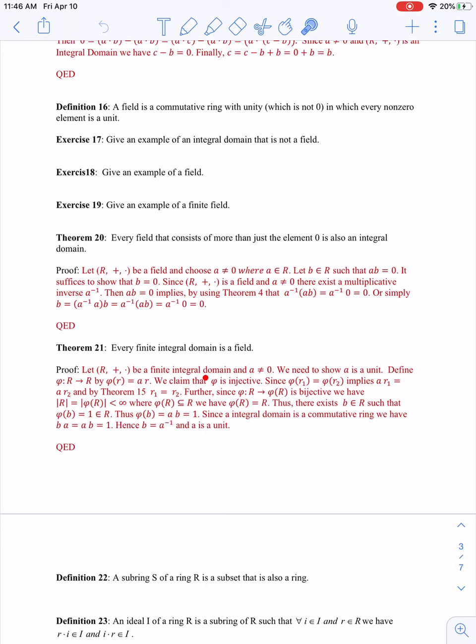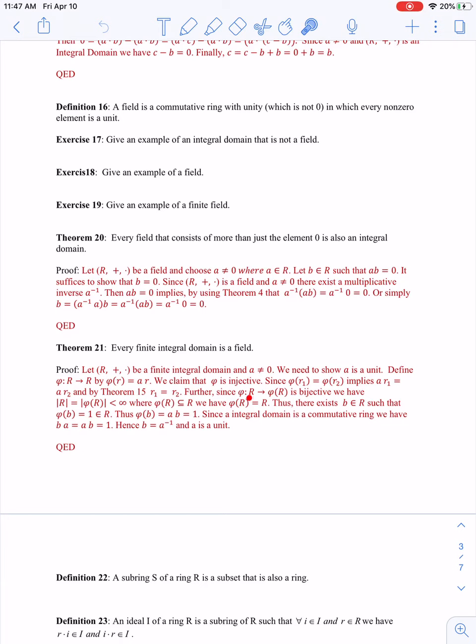Now I'm going to claim phi is injective. All right, so how do I prove that? Well, suppose phi of R1 is the same as phi of R2. But what's phi of R? It's A times R. So I get A·R1 is the same as A·R2. But remember, Theorem 15 says that I have cancellation whenever I have an integral domain. Therefore, R1 has to equal R2, and I have just shown that phi is injective.